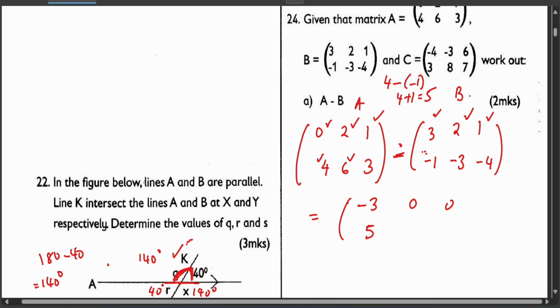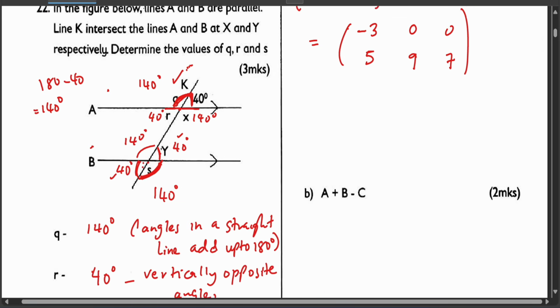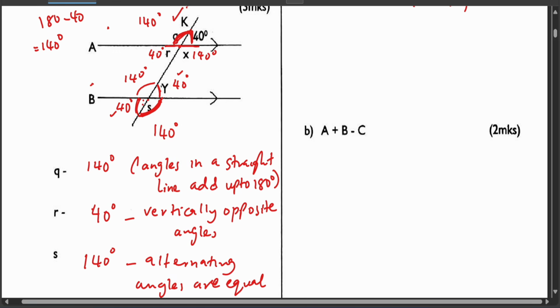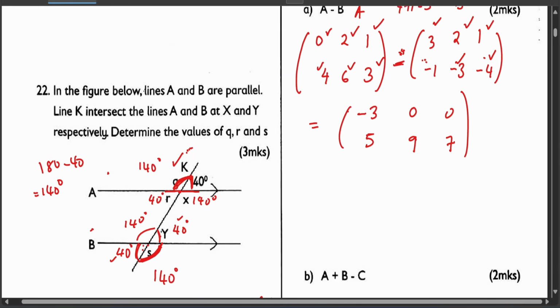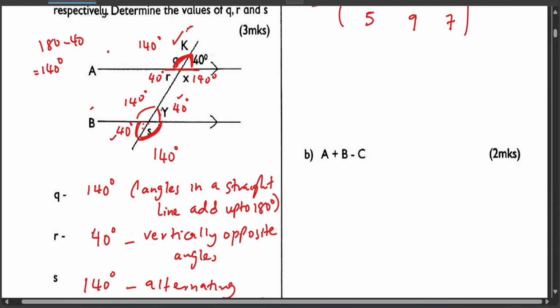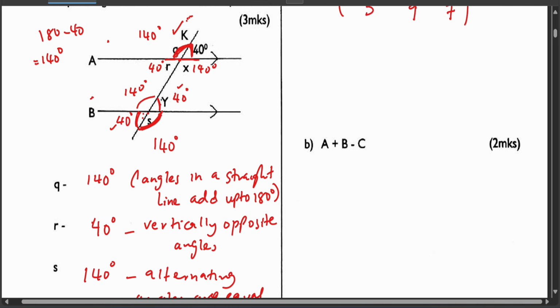Now 6 minus negative 3 is again 6 plus 3, giving you 9. Then 3 minus negative 4 is 3 plus 4, giving you 7. And that's your answer for A minus B. Now let's go to the other one, A plus B minus C. Since we don't know what A plus B is, let's do A plus B first, then minus C.